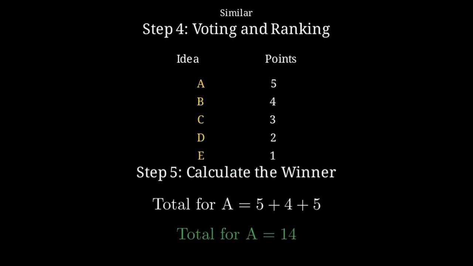The leader adds up all points for each idea. For example, if 3 people gave idea A the scores 5, 4, and 5, the total for idea A is 5 plus 4 plus 5.